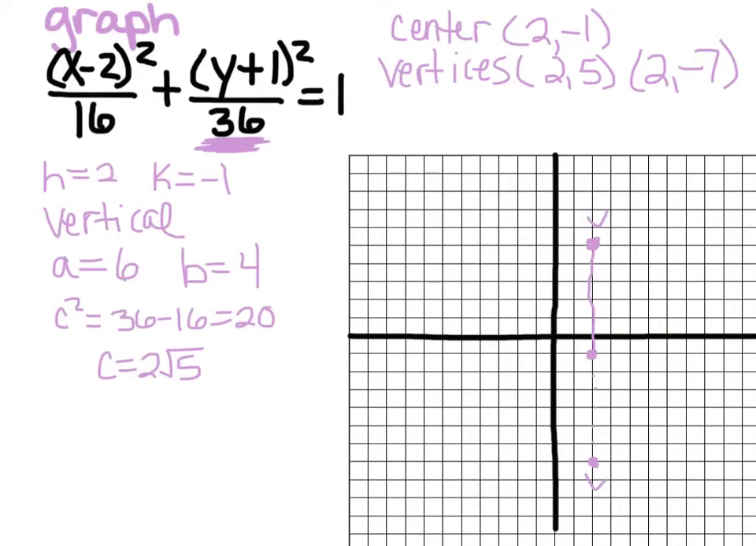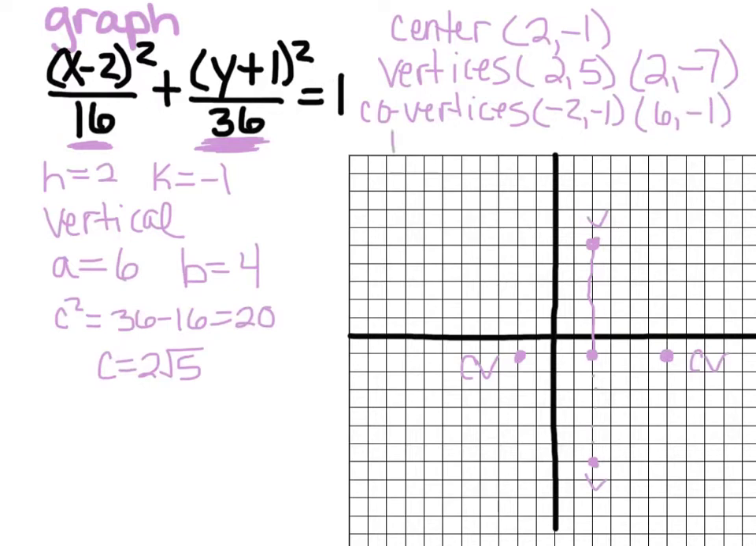Alright, now in the x direction, we're going to go 4 units left and 4 units right from the center. So 4 units and 4 units. Those are your co-vertices. And we'll write them down. The one on the left is at -2, -1. And the one on the right is at 6, -1.